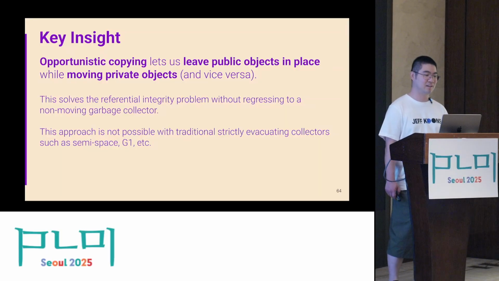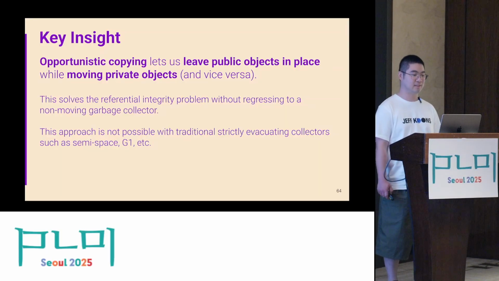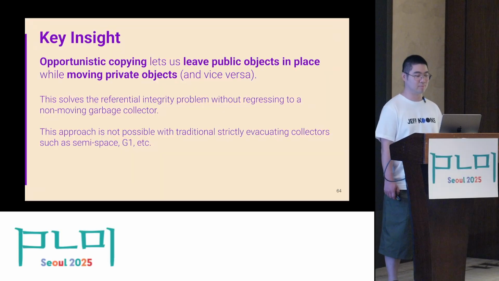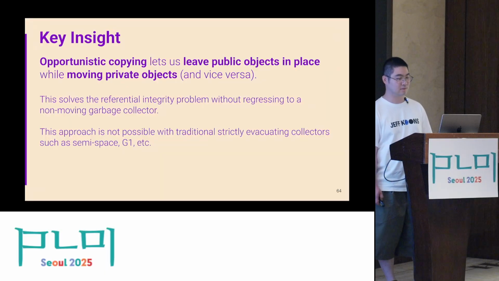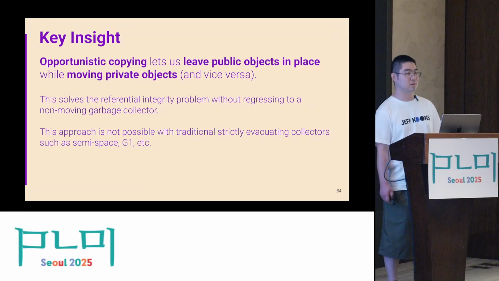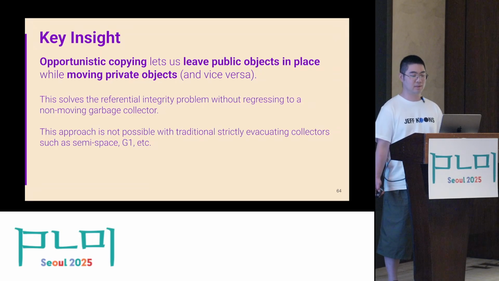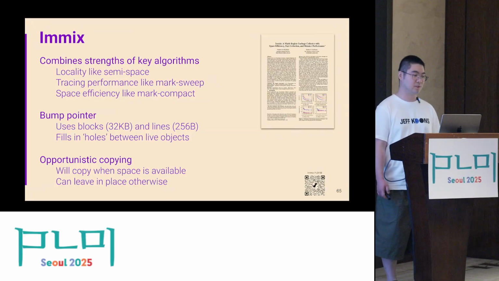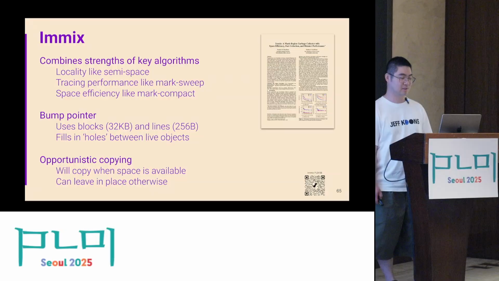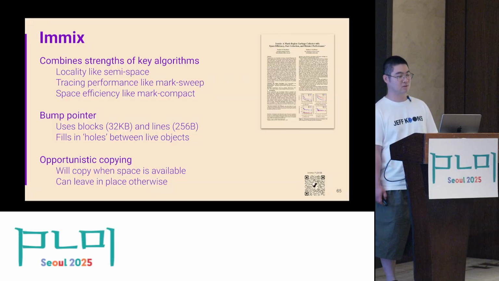Well, a key insight here is opportunistic copying lets us leave public objects in place while moving private objects and vice versa. This solves the referential integrity problem without regressing to a non-moving garbage collector. And this approach is not possible with traditional strictly evacuating collectors such as semispace, G1, and etc. So ISO is built on top of Immix. It uses Immix heap structure and Immix allocator. Apparently, Immix supports opportunistic copying, which is essential.